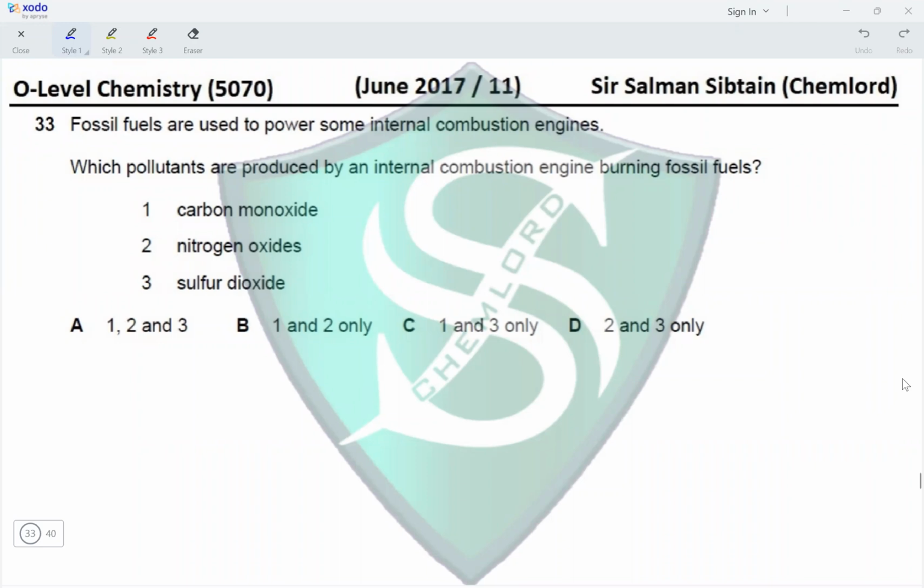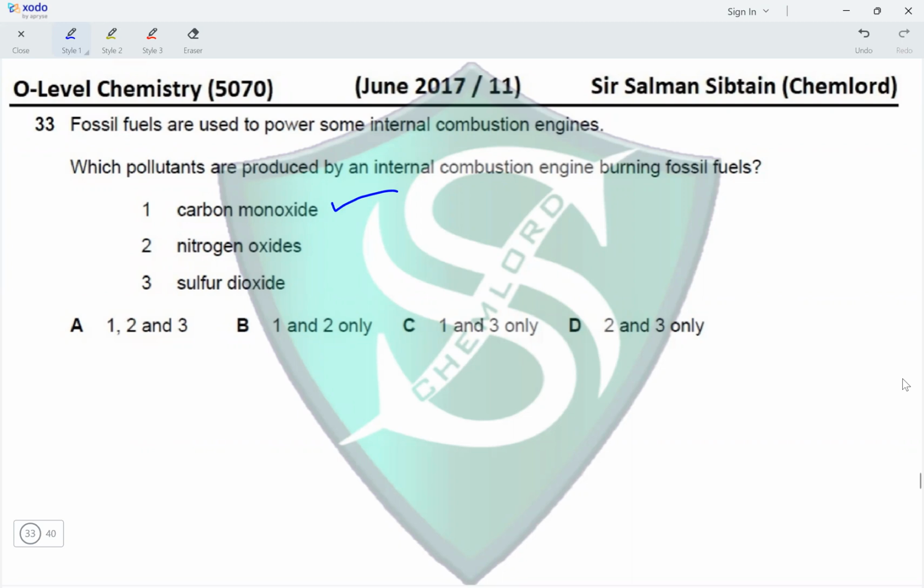Question 33. Fossil fuels are used to power some internal combustion engines. Which pollutants are produced by an internal combustion engine burning fossil fuels? Carbon monoxide? Yes, due to incomplete combustion of fossil fuels.